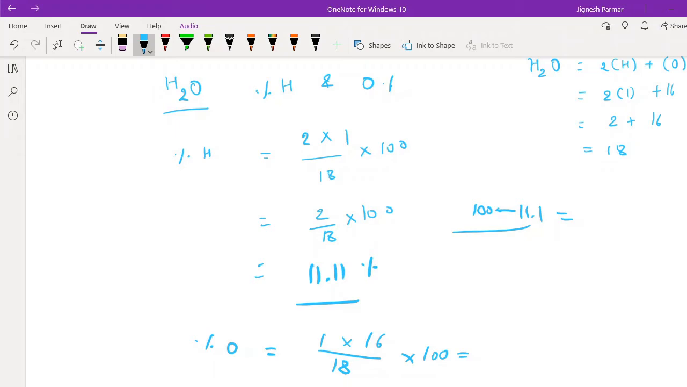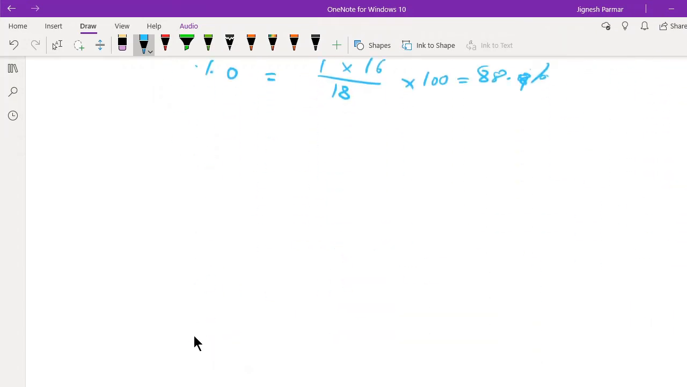Let us see this one. 16 divided by 18 into 100. What do I get? I get 88.88. 88.88 continuing, so I am writing 88.9. If I do 100 minus 11.1, I will get 88.9 as the percentage. So students, this is the way we can find the percentage of any compound. This is called percentage composition, where the composition is expressed as a percentage.